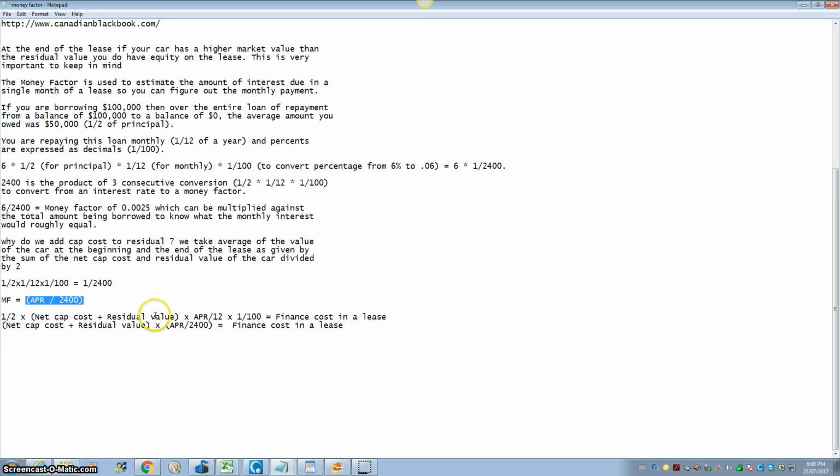Now let's rearrange the algebraic equation. So the finance cost in a lease, once you multiply all the denominators, you get the net cap cost plus residual value multiplied by APR, which is the numerator that stays the same, divided by 2400. 2400 again is 2 by 12 by 100, right? You multiply all the denominators. So now you get this. Now what we do here, this APR by 2400, what is that? That's nothing but the money factor, right? Which is what I just explained to you here. So you substitute. That's what is happening.